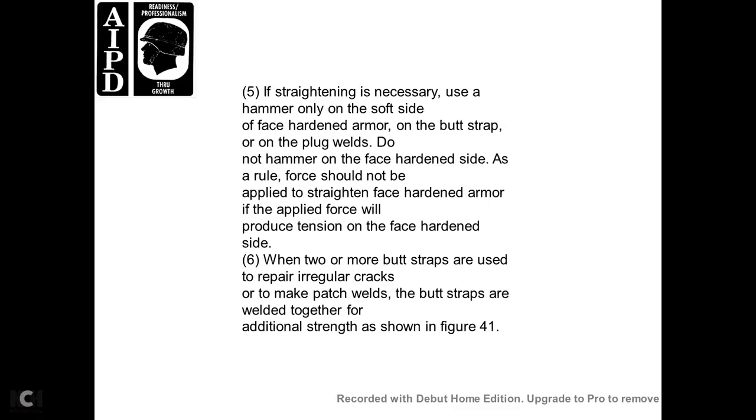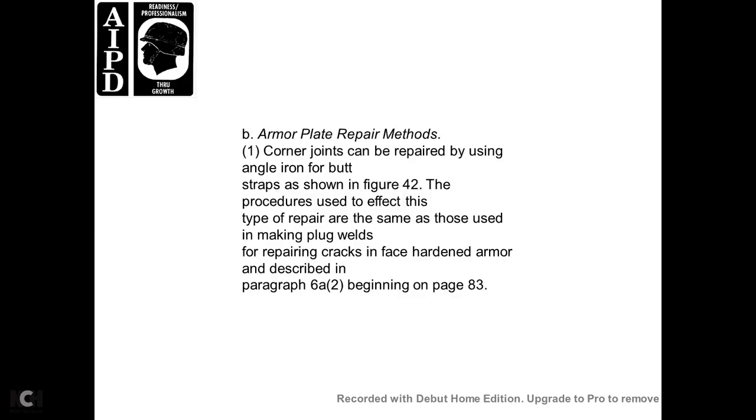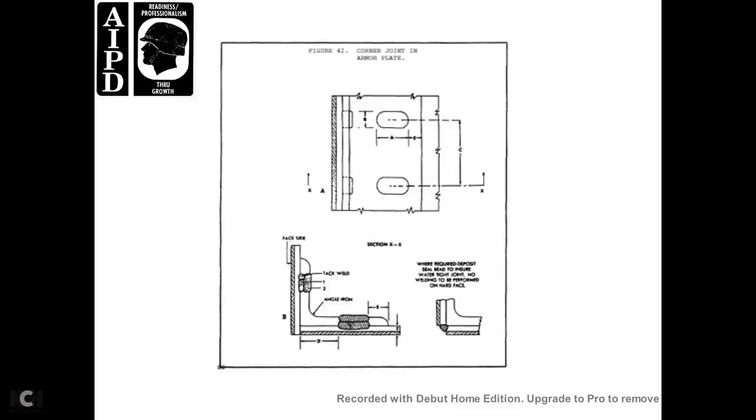When two or more butt straps are used to repair irregular cracks, weld the butt straps together for additional strength, as shown in figure 41. Figure 41 shows different butt straps welded together. Armor plate repair methods. Corner joints can be repaired by using angle iron butt straps, as shown in figure 42, with the procedures. In fact, this type of repair is the same as those used in making the plug welds for repairing cracks in face hardened armor, described in paragraph 682 at the beginning on page 83. Figure 42 shows the corner joint in an armor plate.